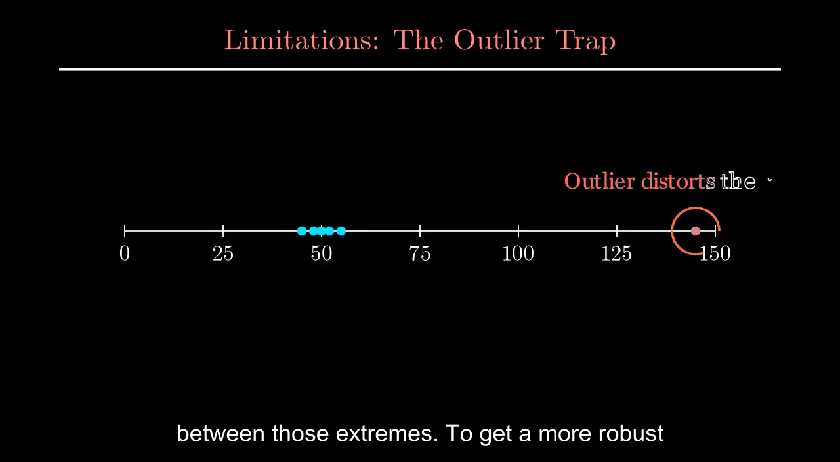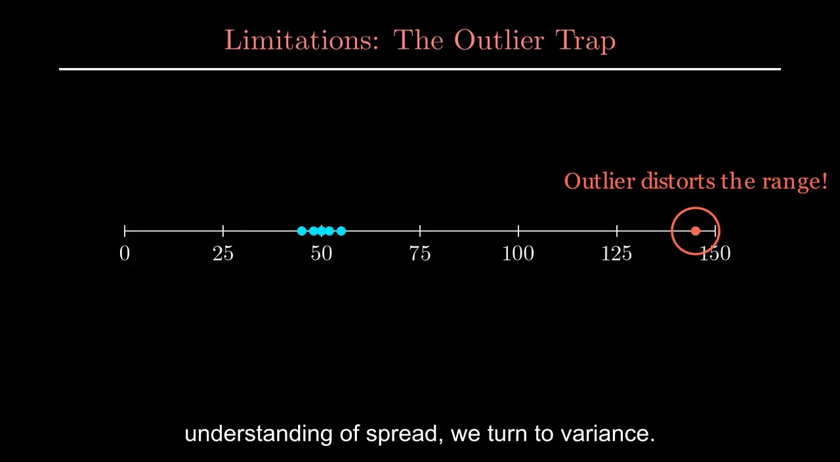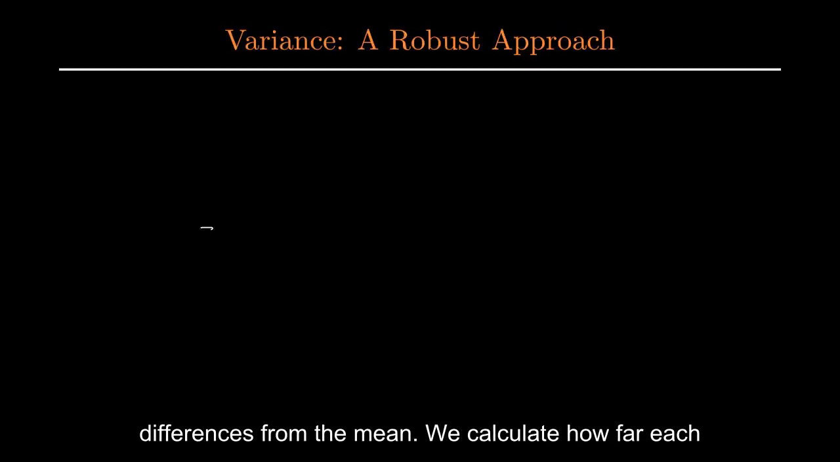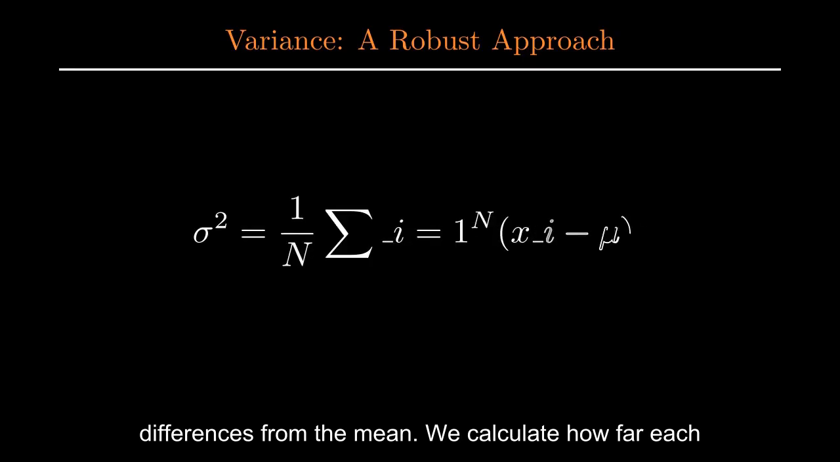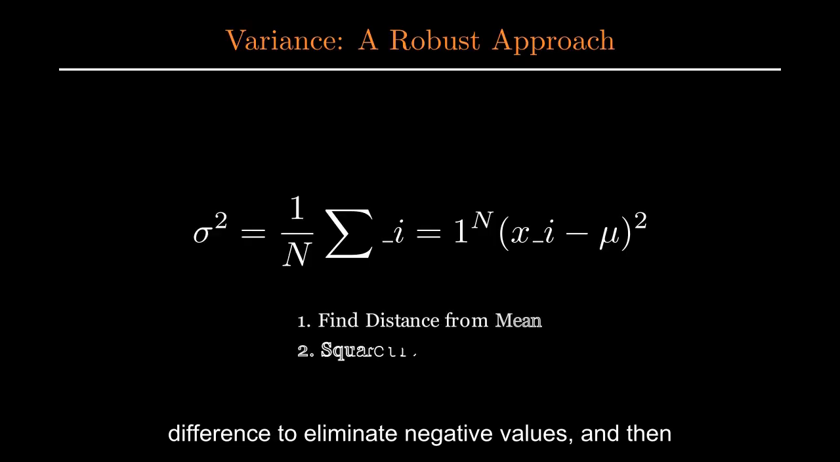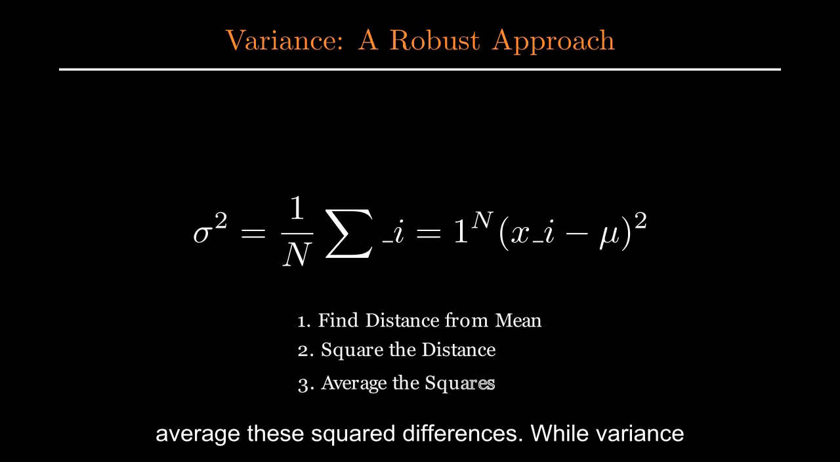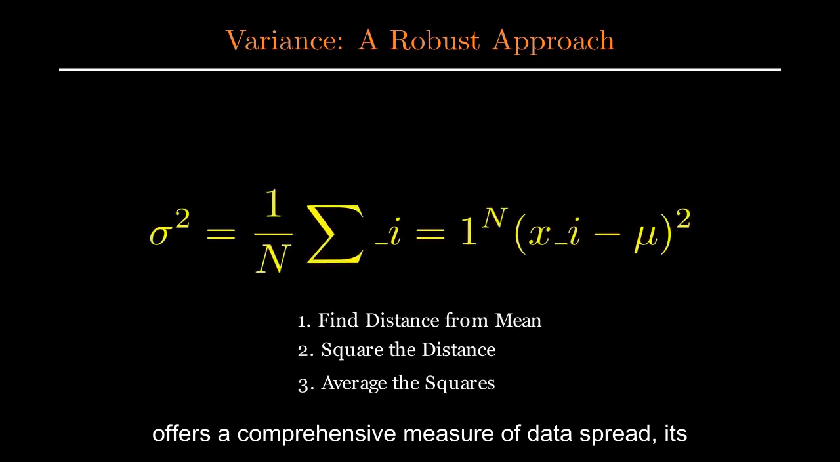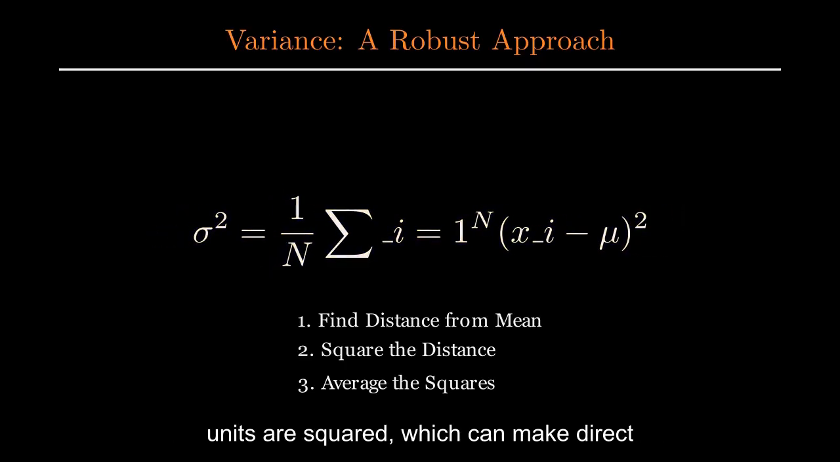To get a more robust understanding of spread, we turn to variance. Variance measures the average of the squared differences from the mean. We calculate how far each data point deviates from the average, square that difference to eliminate negative values, and then average these squared differences.